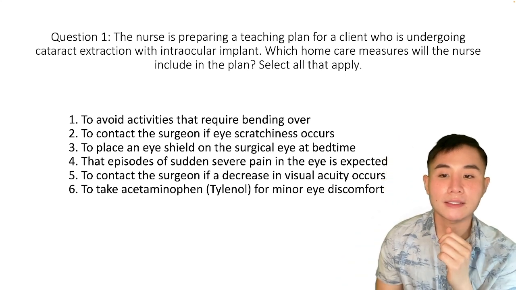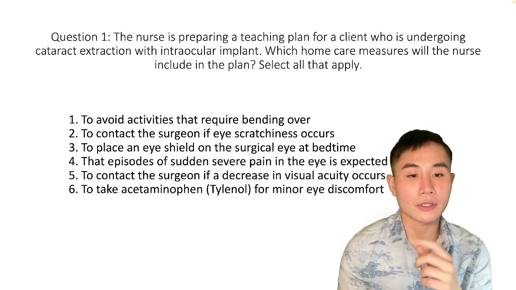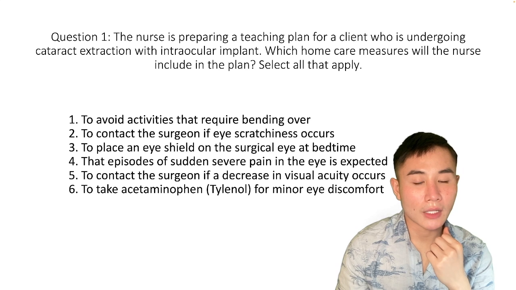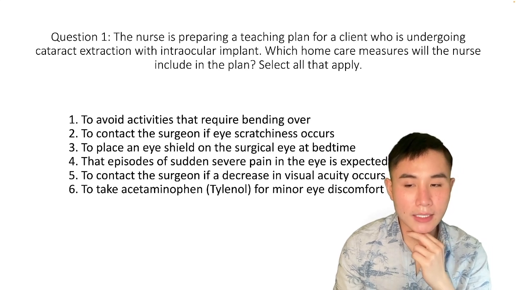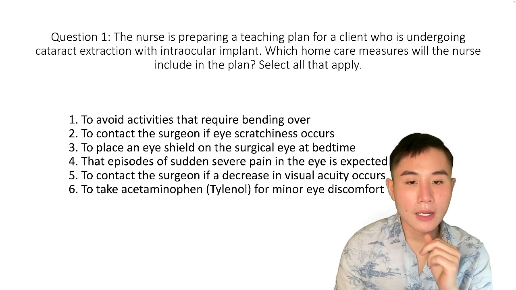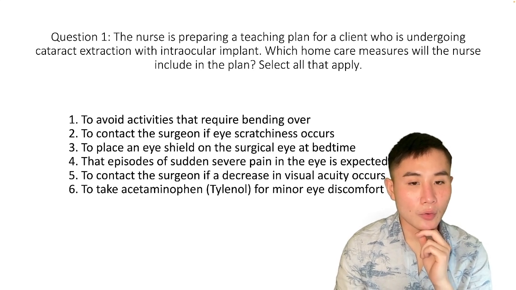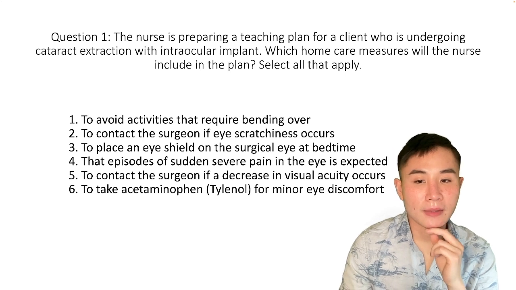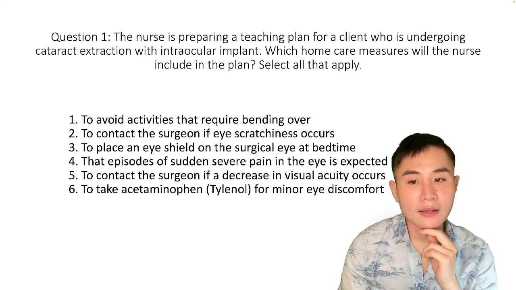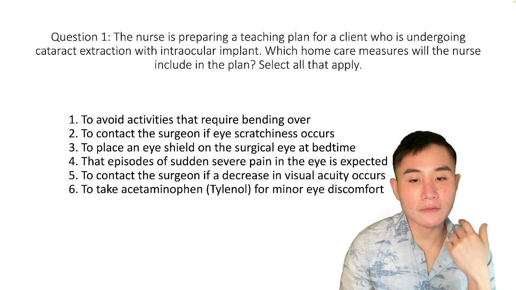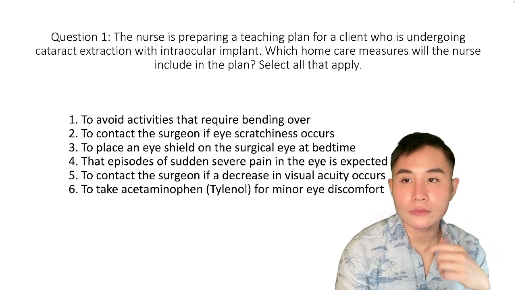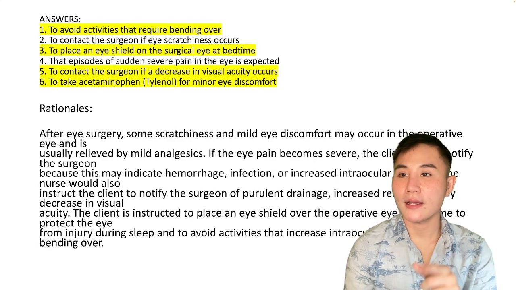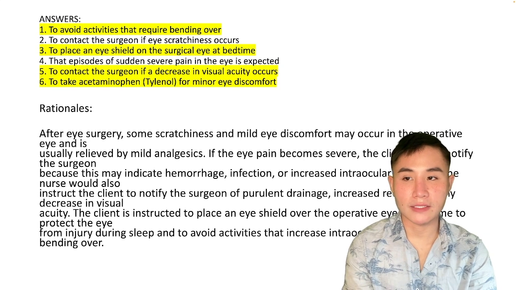5, to contact the surgeon if a decrease in visual acuity occurs. This is hard. I would say yes. I would say to pick this because it is not a normal sign. Okay. And 6, to take acetaminophen (Tylenol) for minor eye discomfort. Yeah, you can take Tylenol if you feel discomfort. It's reasonable. So 1, 3, 5, and 6. Yay, I got it correctly. So answers 1, 3, 5, and 6 are correct.